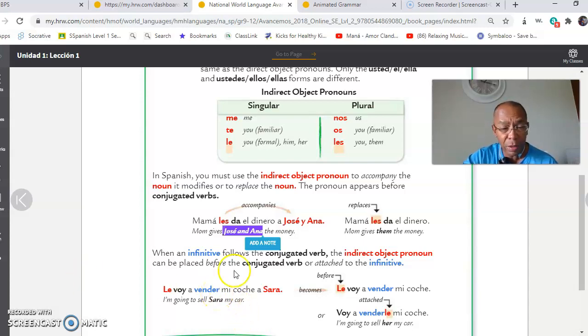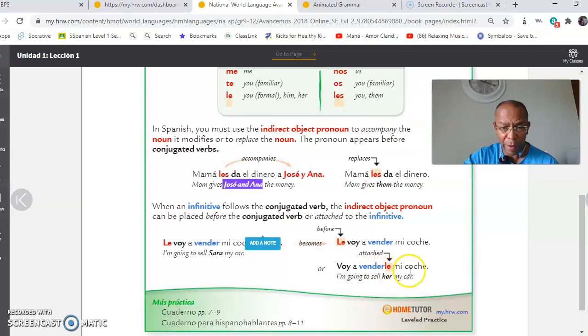Just like direct object pronouns, you can attach the indirect object pronouns to the end of the verb that is not conjugated, or you can just leave it in front of the one that is conjugated, like it's right here. I'm going to sell Sarah my car. Le voy a vender mi coche a Sara. Or you can always say, voy a venderle mi coche a Sara. Le voy a vender mi coche o voy a venderle mi coche.